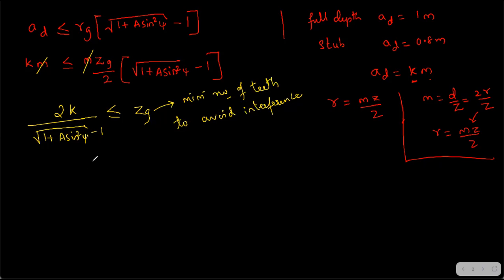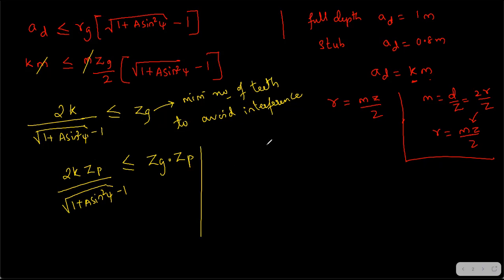Now if I want the minimum number of teeth on pinion, see this is for Gauss which we did. Now our doubt is, what about pinion? If I want to know about pinion, I'll multiply on both sides by pinion. Will the equation change? Everyone is an engineer, very great in mathematics. The equation does not change. I'm cross multiplying this Zg to the other side so that Zp will be kept here. So it will be 2k by Zp by Zg divided by the square root of 1 plus a sine square psi minus 1.